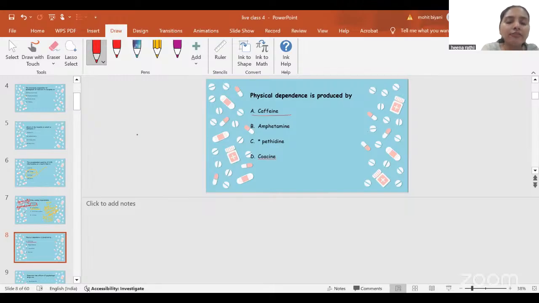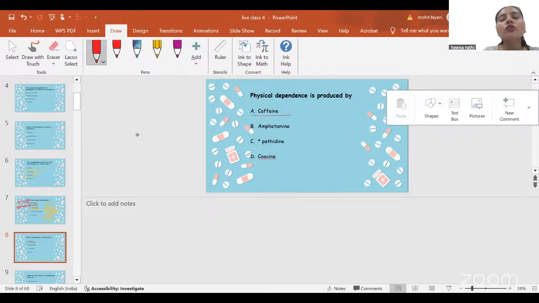We drink caffeine in the form of coffee, in the form of tea, and it does not produce physical dependence. We drink it because of psychological satisfaction. If we don't drink, there is no physical harm. We can feel restlessness, we can feel headache, but physical dependence is not there. If someone wants to quit caffeine, they can. There are no withdrawal symptoms of that.